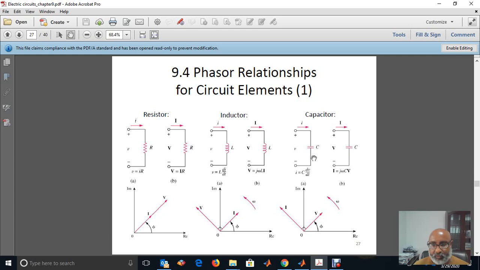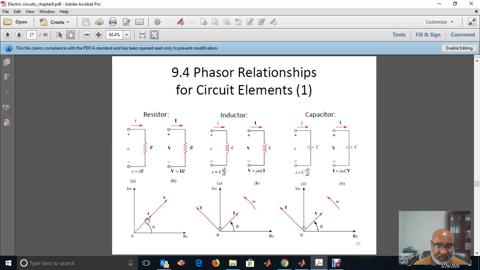And the current through the capacitor is i equals C dv by dt. That means for the phasor current I, again dv by dt becomes j omega, so I is equal to j omega times C times V.